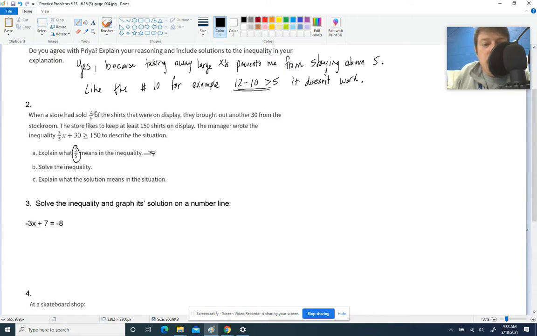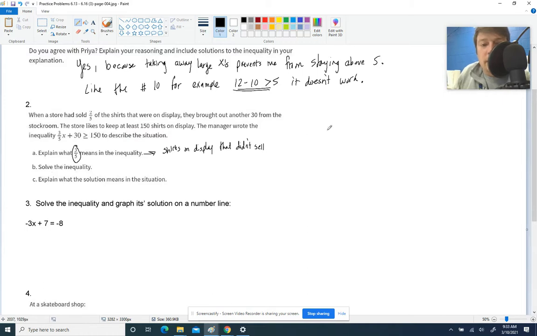Well, the 3/5 are the shirts that were on display that didn't sell, because 2 out of the 5 parts were sold. That leaves us with 3 out of the 5, because 2/5 plus 3/5 is a whole 1. So 100%. So this is the fraction that did not get sold that were on display. And then they brought in another 30. That's what the plus 30 represents. And then we wanted to keep that over 150 or at least.